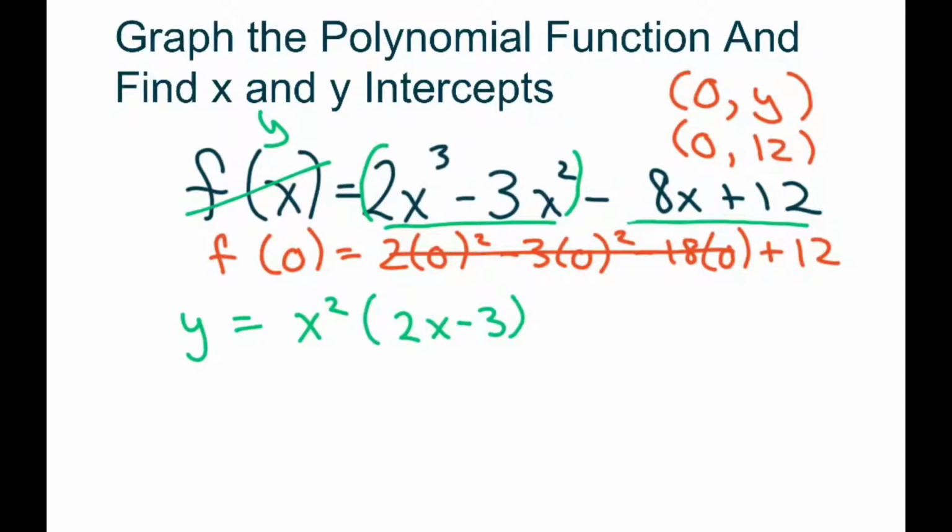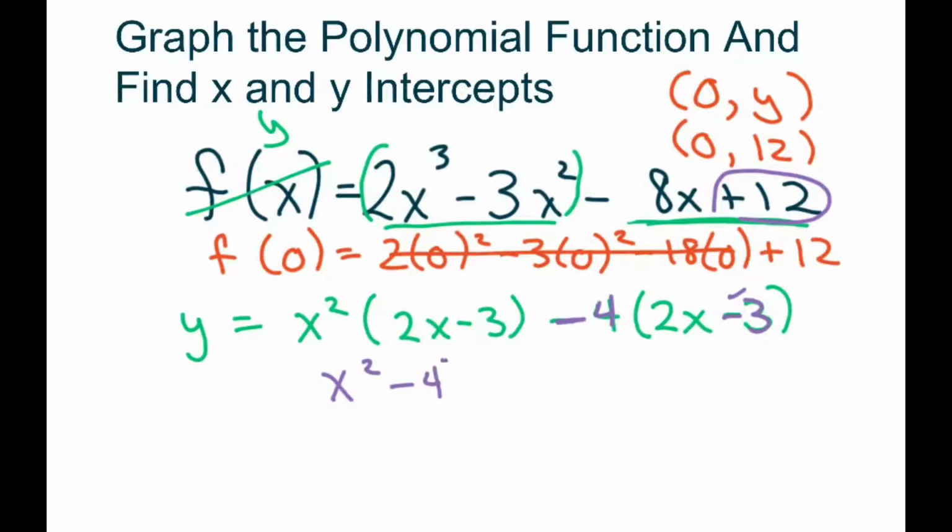All right, and then I'm going to pull out a negative 4 from this part. So that's going to be 2x minus 3 as well. Don't forget to change this sign to a negative here, because when you multiply negative 4 times a negative 3, that gives you a positive 12. So then I would factor by grouping, so you get x squared minus 4 times 2x minus 3.